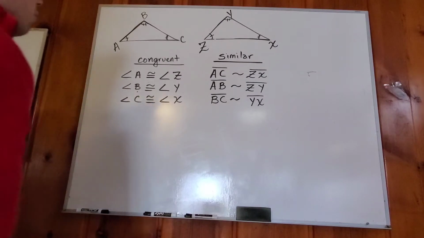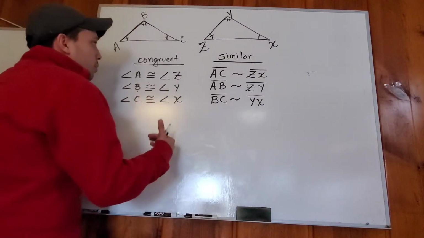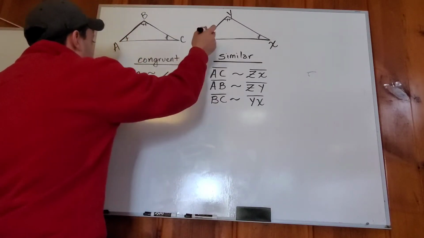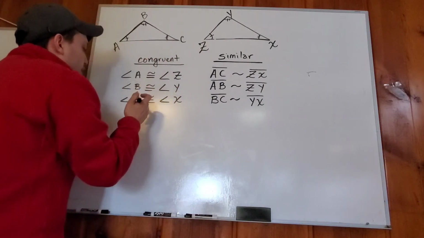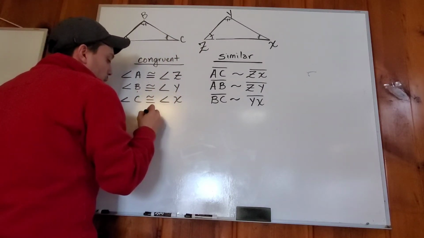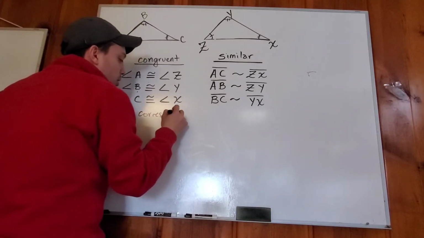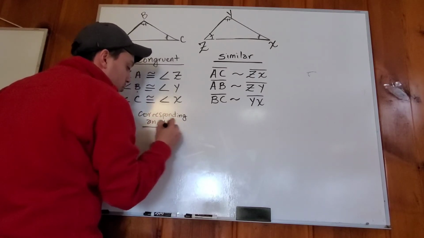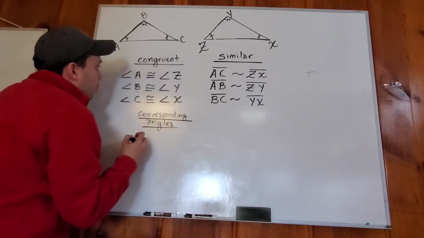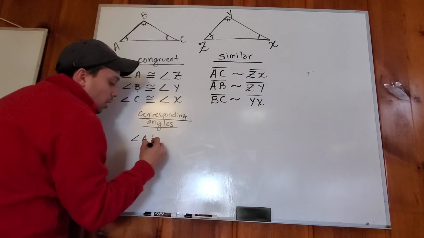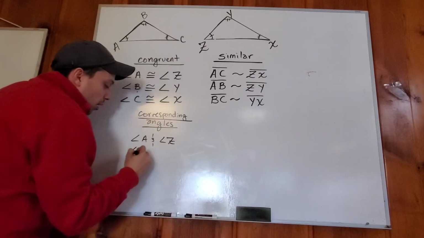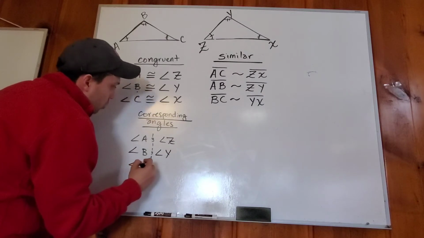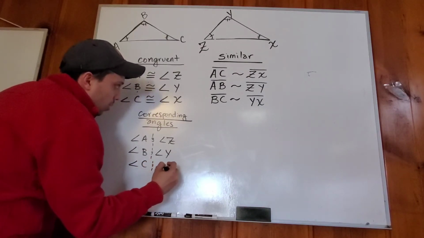All right. So now that we know those are congruent and similar, now we have to ask about corresponding angles and corresponding sides in similarity, because similar triangles will have corresponding sides. So it's really easy, because corresponding angles are going to be angle A and angle Z, angle B and angle Y, angle C and angle X.